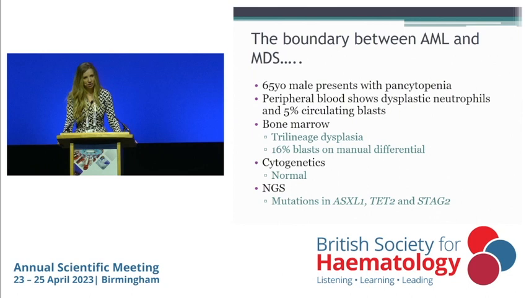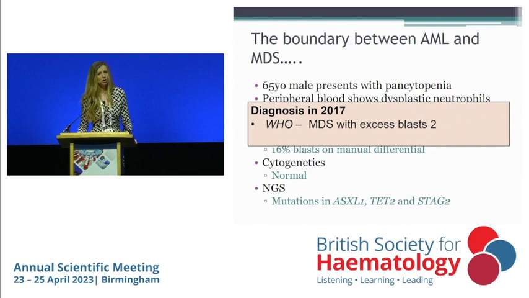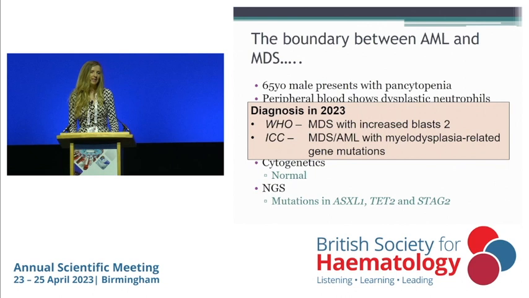Cytogenetics is normal, and NGS has mutations in genes that we commonly see in MDS, ASXL1 and STAG2, and also in TET2. So historically, with 16% blasts, this would be MDS with excess blasts 2. Now, by WHO, they've changed the name slightly to MDS with increased blasts 2, but the ICC have gone with this new term, MDS/AML. This very much aligns with the new AML categories, and they would be defined as MDS/AML with myelodysplasia-related gene mutations. So as you can see, that's quite a difference with regard to nomenclature, but what does that mean for the patient?